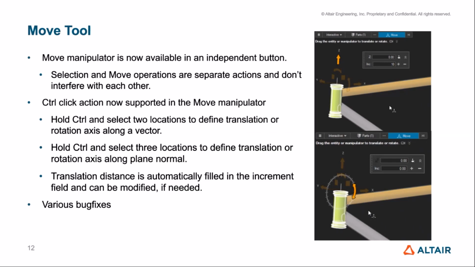So we'll be doing most of this in the demo, but here's a slide summarizing some of the changes that are coming in 2025. Primarily, the Move manipulator is now available as an independent button. So this basically means your selection and move operations are separate and they don't individually interfere with each other anymore. And we have support for the control click action, similar to the vector tool, directly on the move manipulator now, which means you can pick 2 points or 3 points to define a vector or a plane normal to quickly move. We also have a bunch of bug fixes.